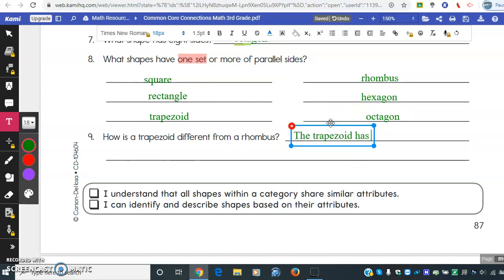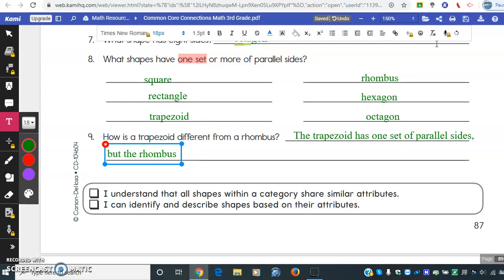The trapezoid has one set of parallel sides, comma, and then down here we're going to say, but the rhombus has 2 sets of parallel sides. And that's what makes them different.